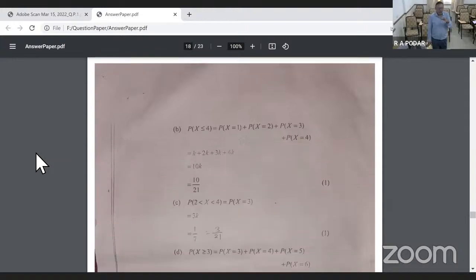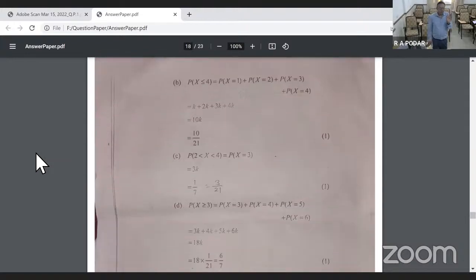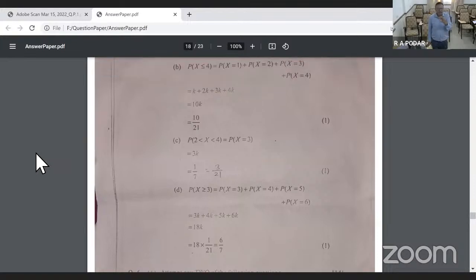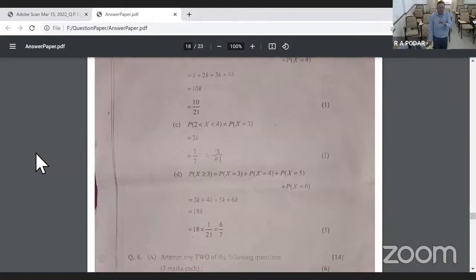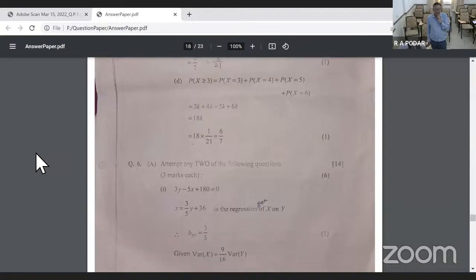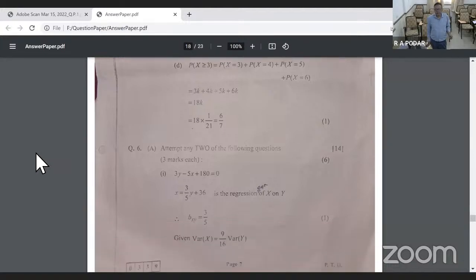Part A, part B asks for the probability of x less than or equal to 4. So you have to add up to 4, meaning this does not include 5. So probability of x equal to 1, plus probability of x equal to 2, plus probability of x equal to 3, and probability of x equal to 4. All these 4 quantities are given in the table. We add them and get 10k, and the value of k is 1 upon 21. Substituting that gets 1 mark. Part C is 1 mark, and part D is also 1 mark. You can cancel the common factors if you want.